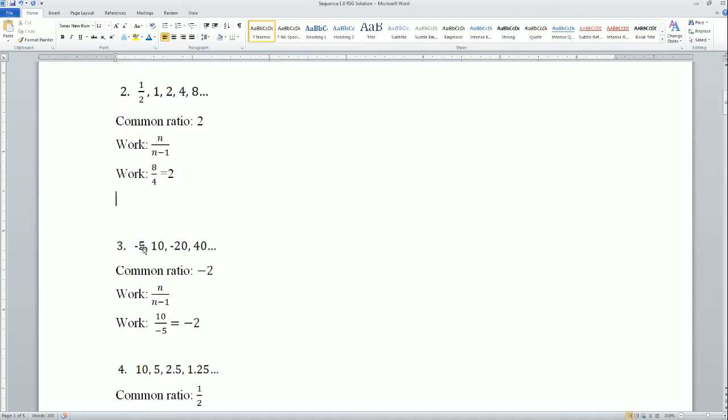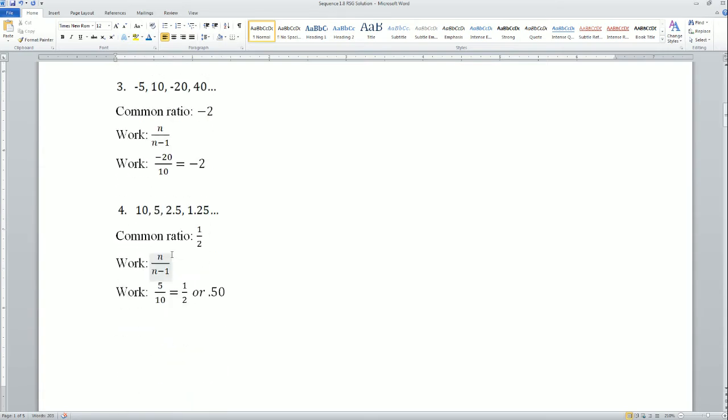Next, -5, 10, -20, and 40. Here, the common ratio is -2. How did I do that? Again, it's 10 divided by -5, which is equal to -2. Likewise, I could have done -20 divided by 10. Also equals -2. It's going from each term to the next by multiplying by -2.